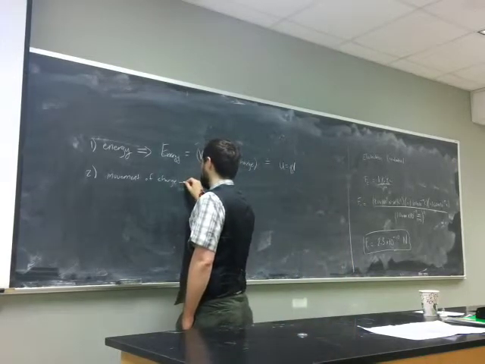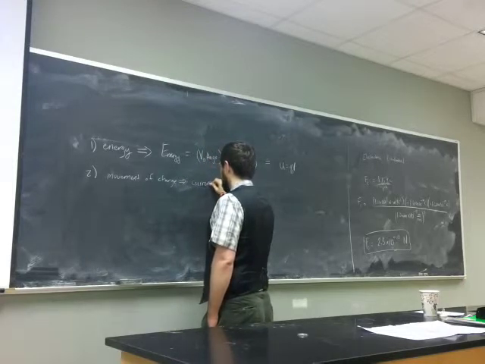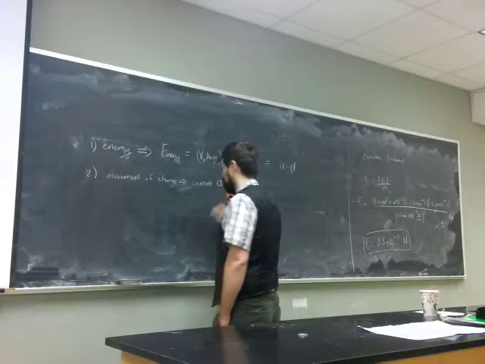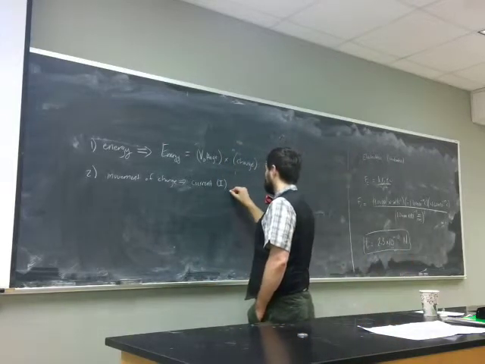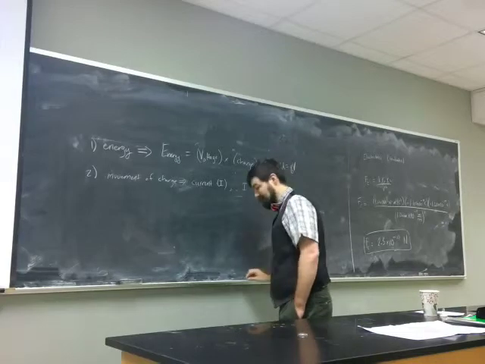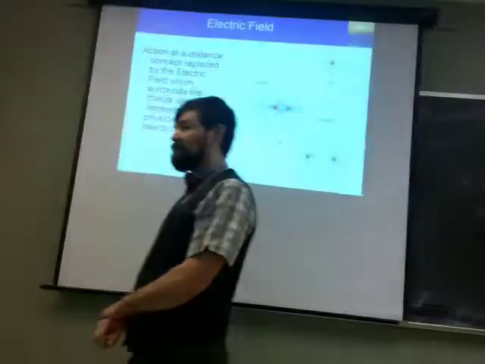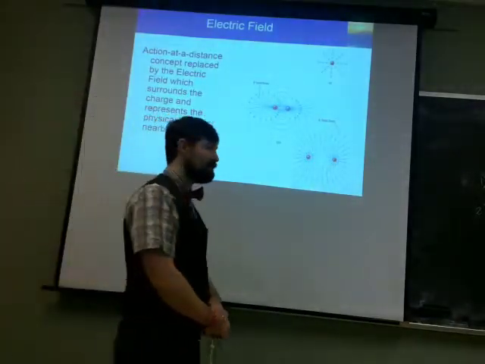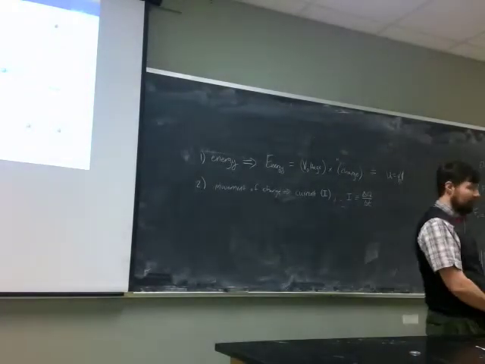Movement of charge gives us current, which we use an I to represent for whatever reason. That's how much charge has moved through a location in space per unit time. And what we're going to see is that you can combine these two things into what's called Ohm's law.